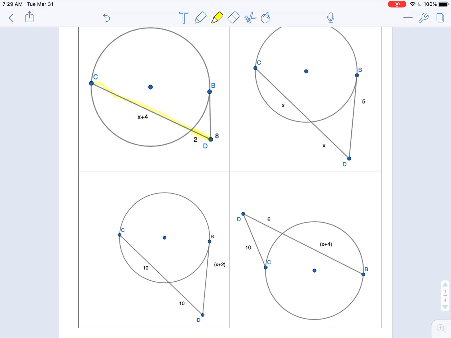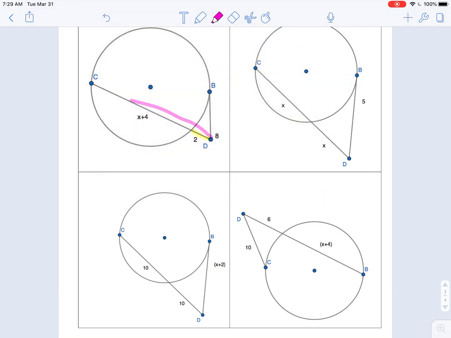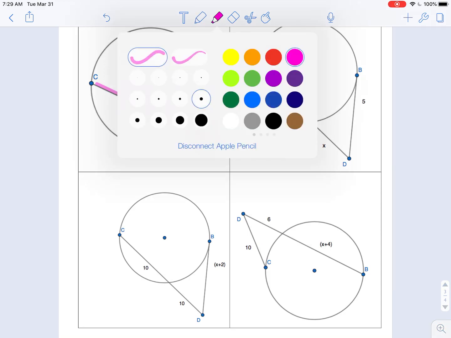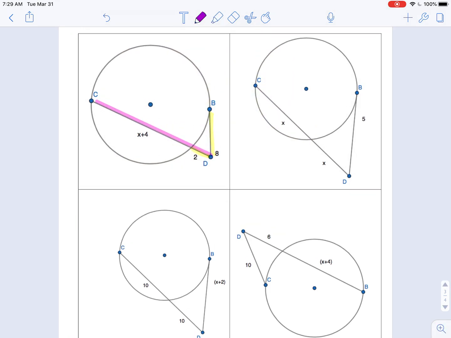All right, our very last problem type. Similar idea. Here we're still doing the part outside the secant times the whole secant. It's just that here, on the other side, the part outside the secant, well, that is the whole secant. But that doesn't change our process. So we're still going to do 2 times, and this whole thing is 2 plus x plus 4.